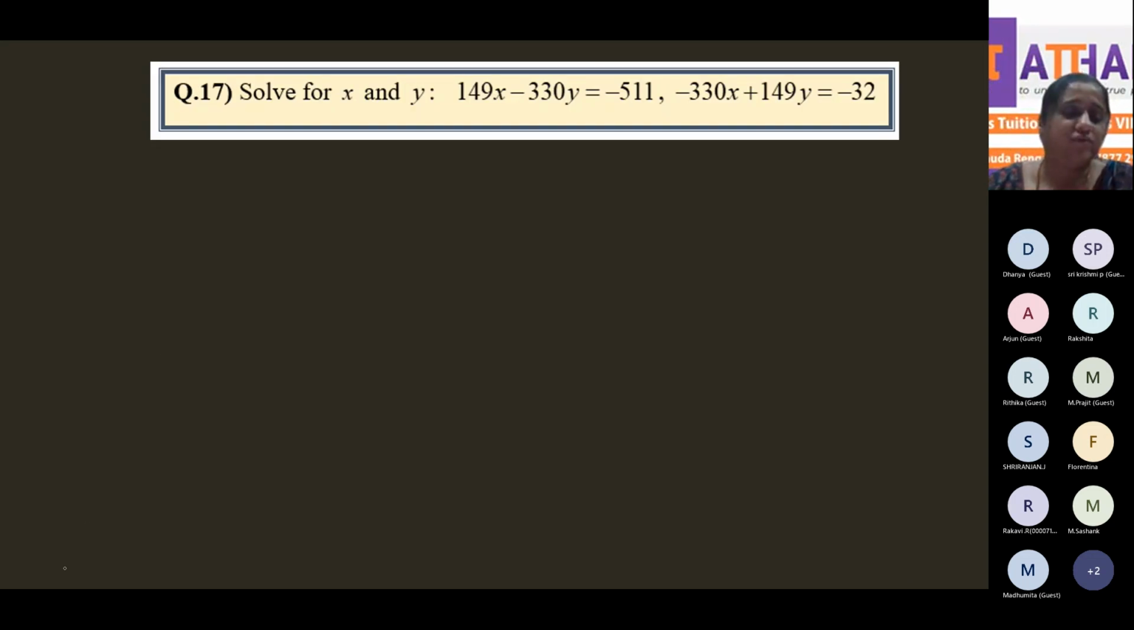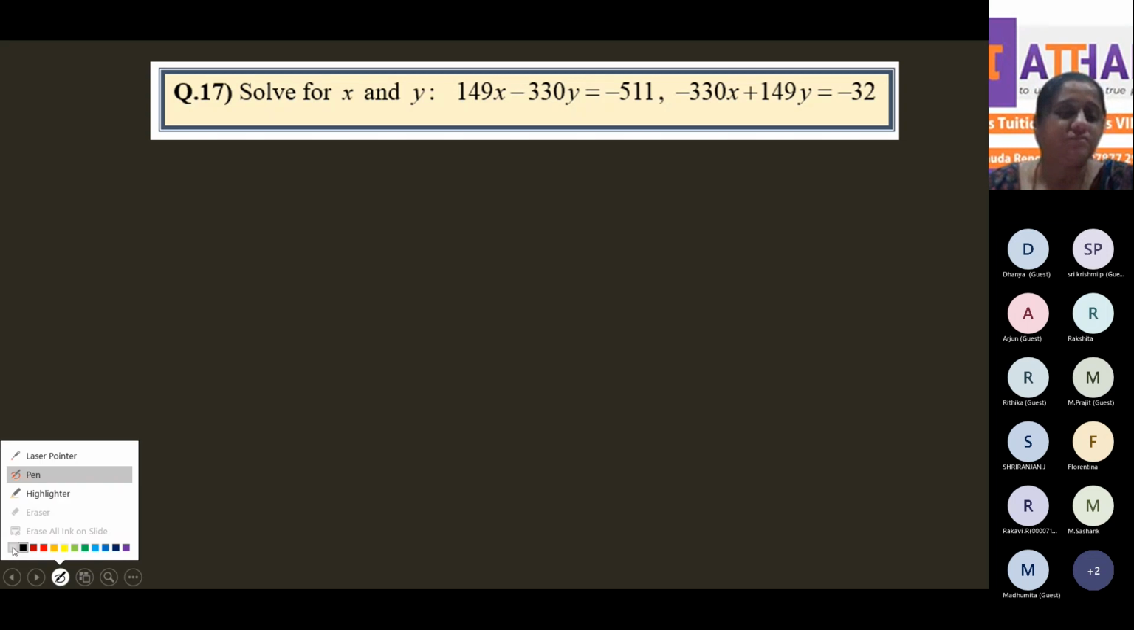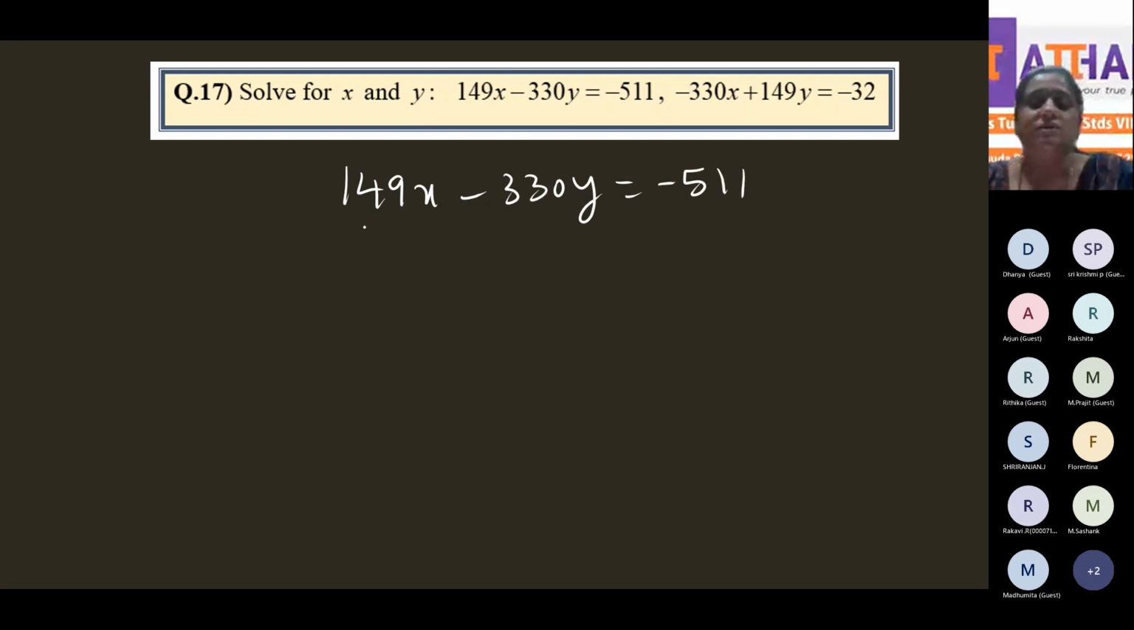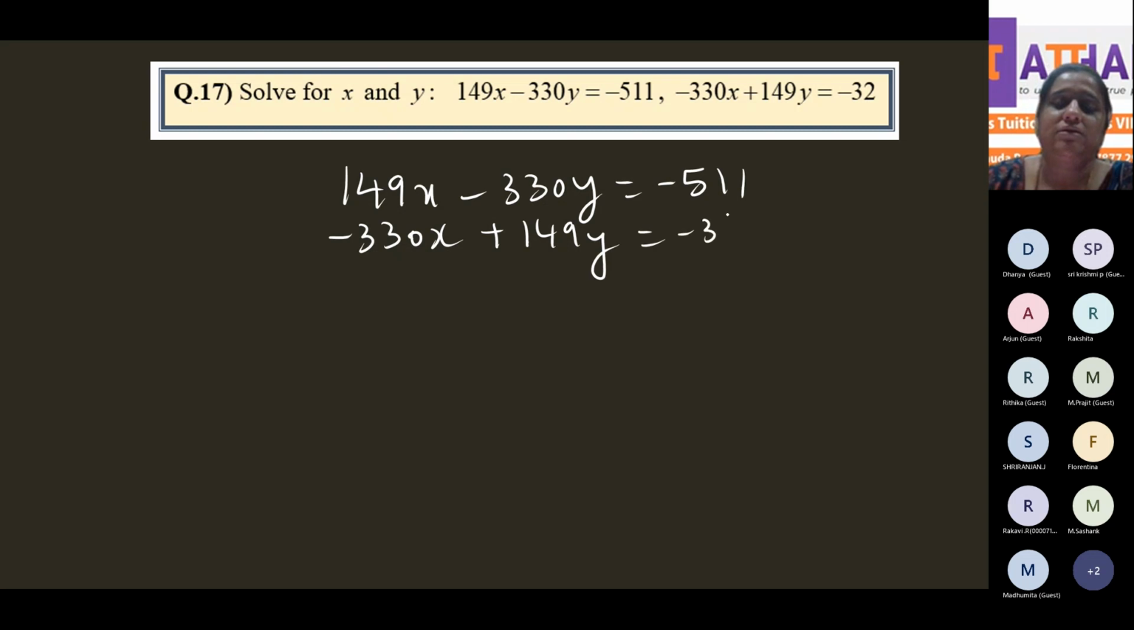Yes, children. So this is another type of question where you see that the coefficients of x and y are exchanged in the two equations. These are the two equations given to you. What do you observe? The coefficient of x here is the coefficient of y in the next equation, and the coefficient of y in the first equation is the coefficient of x in the second equation.